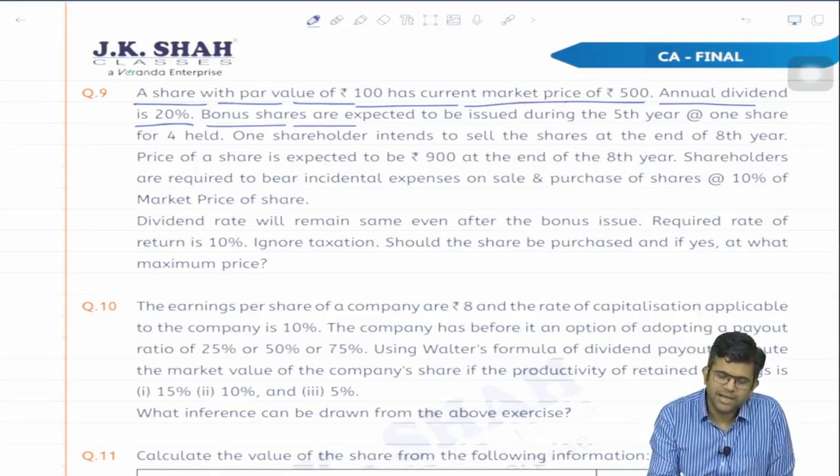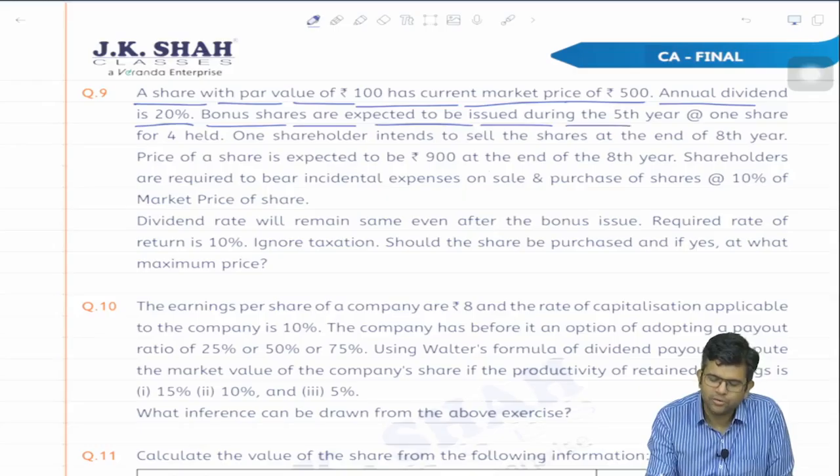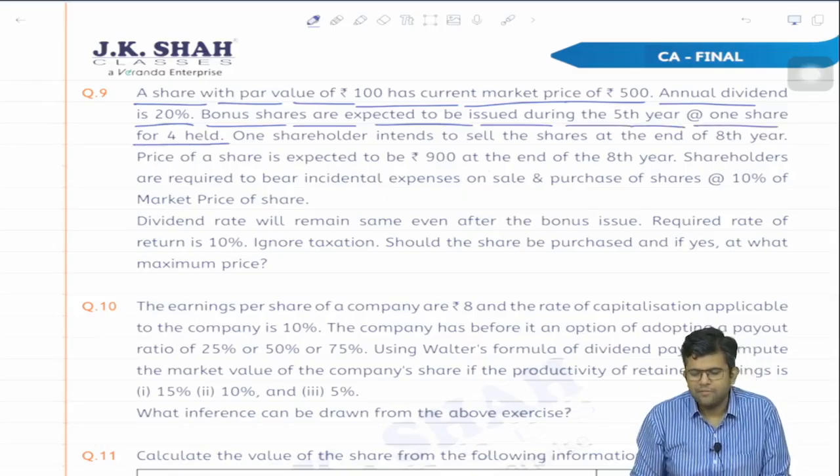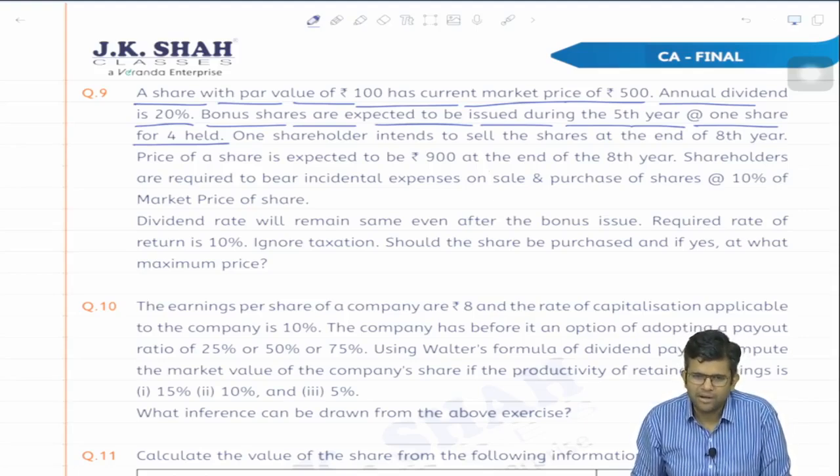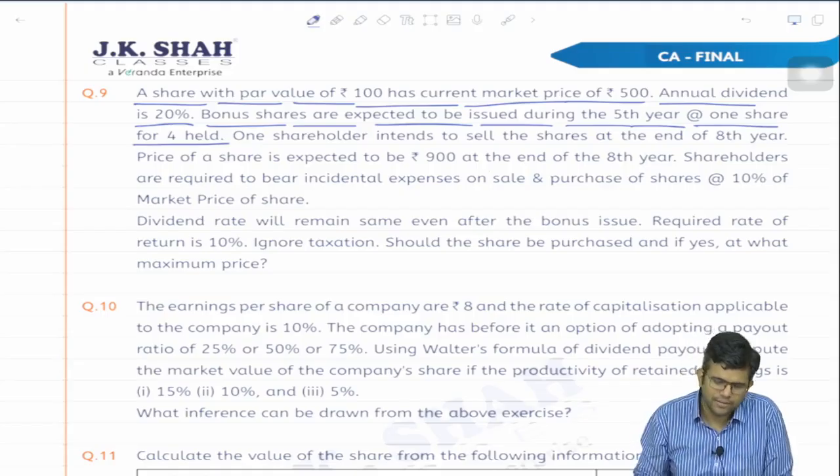Bonus shares are expected to be issued during the 5th year at 1 for 4 held, which means if you have got 4 shares, do you realize you will get 1 share as bonus? Effectively speaking, can I say if you have got 1 share, you will get 0.25 shares mathematically as bonus. Everyone clear? 1/4 you are getting, correct?